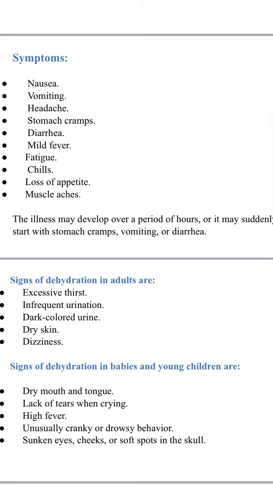Signs of dehydration in adults are excessive thirst, infrequent urination, dark colored urine, dry skin, and dizziness. Signs of dehydration in babies and young children are dry mouth and tongue, lack of tears when crying, high fever, unusual cranky or drowsy behavior, sunken eyes, cheeks, or soft spots in the skull.